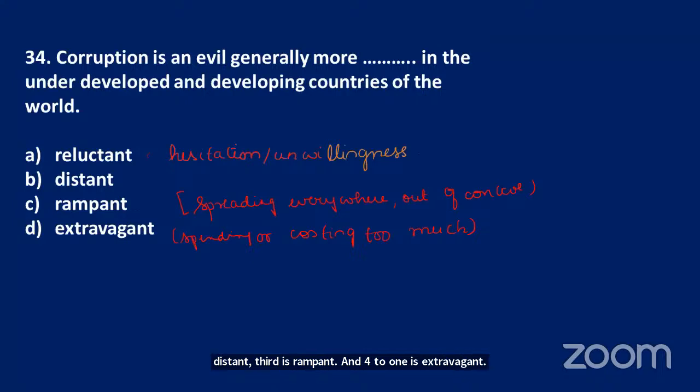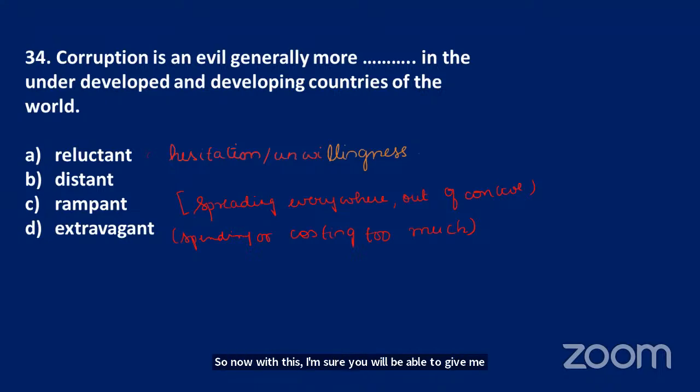Reluctant is nothing but hesitation. So something we do with unwillingness. Distant, you know the distant. Rampant is spreading everywhere, right? So it is getting spread. Something goes out of our control. And the 4th one, extravagant, is spending too much or something which costs more. So now with this, I'm sure you will be able to give me the answer.